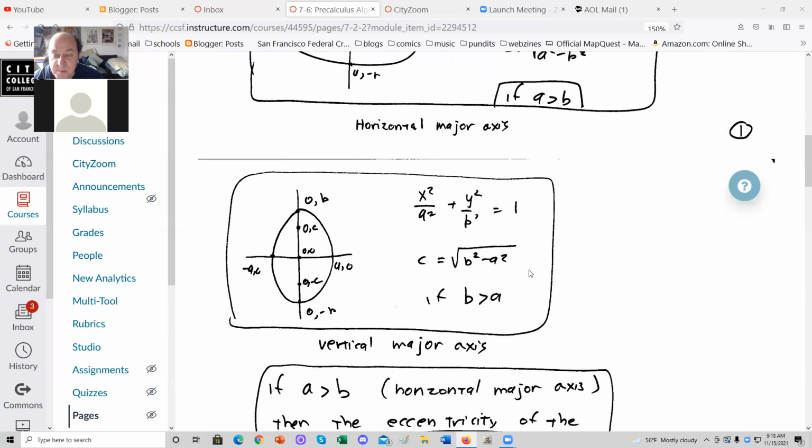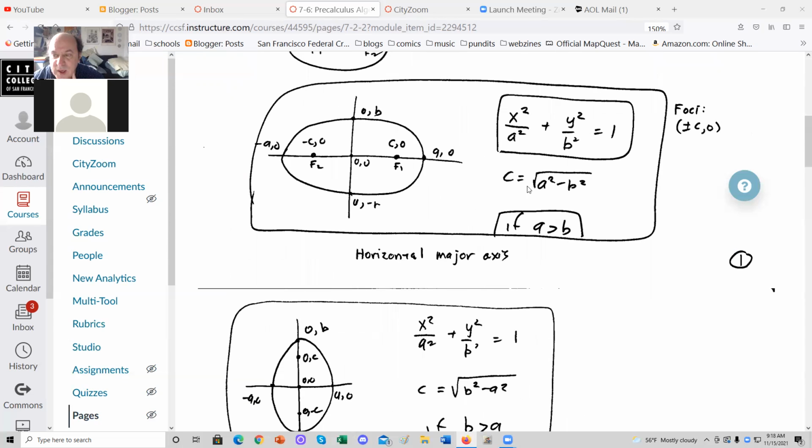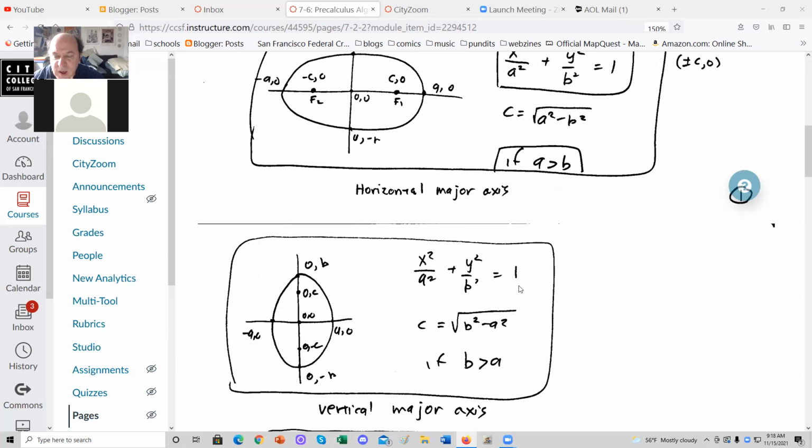Now, if b is bigger than a, same equation, same vertices, plus or minus a, 0 and 0, plus or minus b. Here, the foci will be on the y-axis, 0, plus or minus c, where here c is the square root of b squared minus a squared. Here it's root a squared minus b squared, because this makes sense if a is bigger than b. Here we have to reverse the order if b is bigger than a.